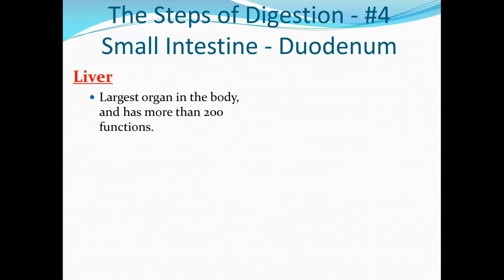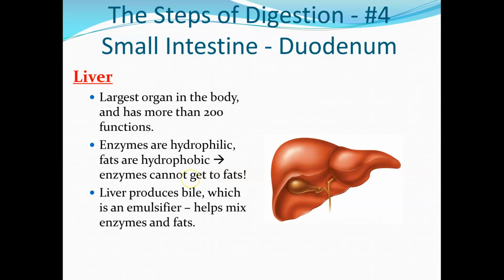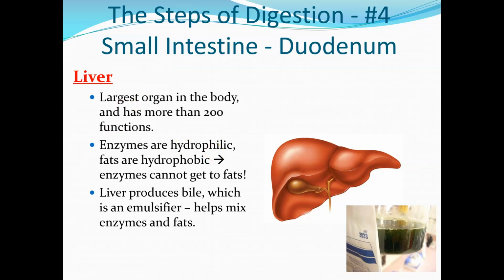The liver, the largest organ in the body, basically has 200 functions. Enzymes are hydrophilic, fats are hydrophobic, so enzymes cannot get to fats. So the liver produces what is known as bile, which is an emulsifier, and it basically helps the enzymes and the fats mix, so that the fats are able to be broken down into smaller pieces.